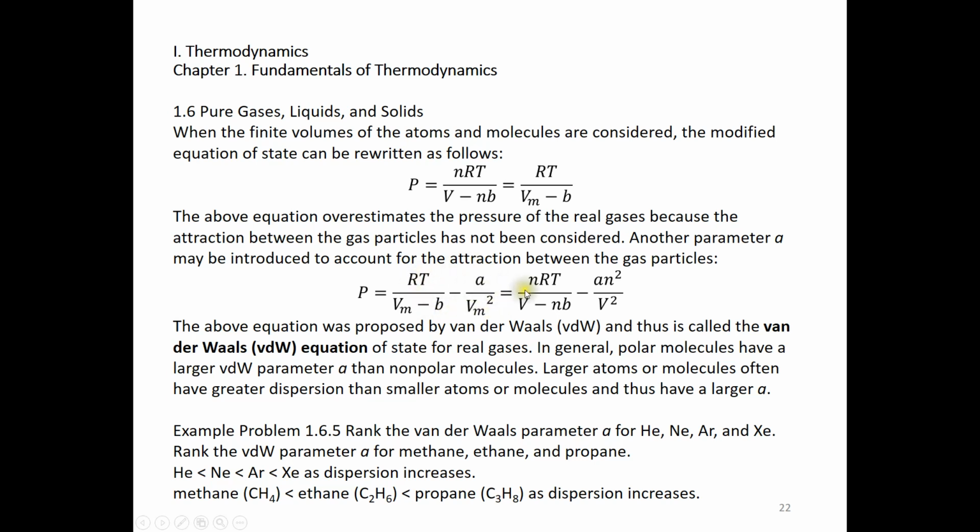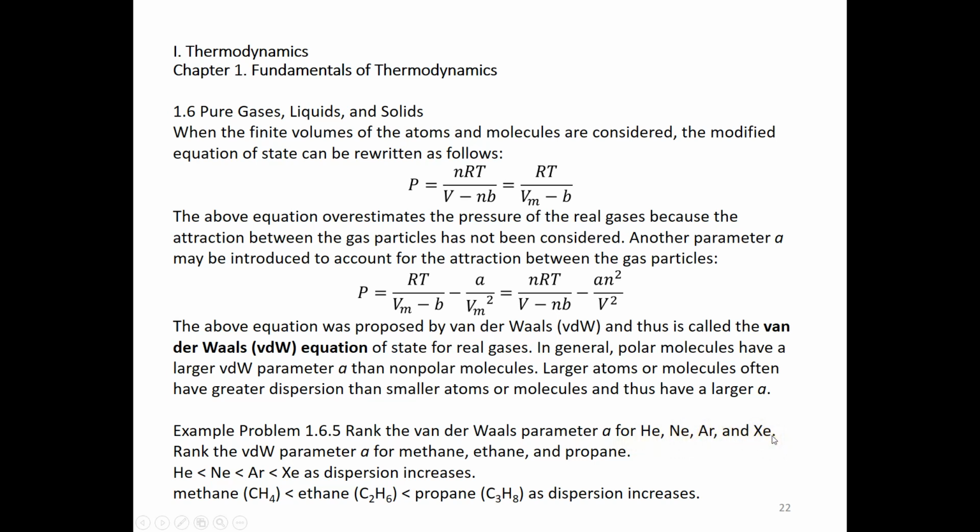Also, we can rewrite this equation to be nRT over V minus nB, and then we subtract A n squared over V squared. The values of A and B are always positive. Again, B is the measure of the size of the molecule, and also B is the measure of the repulsion. And A, on the other hand, is a measure of the attraction between the gas particles. When A is larger, P is smaller. When A is smaller, P is larger. This is because the attraction between gas particles reduces the momentum change of the gas particles during collisions.